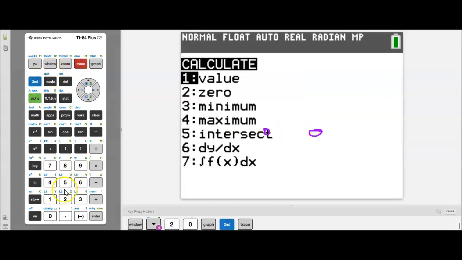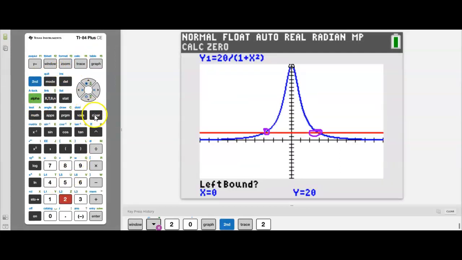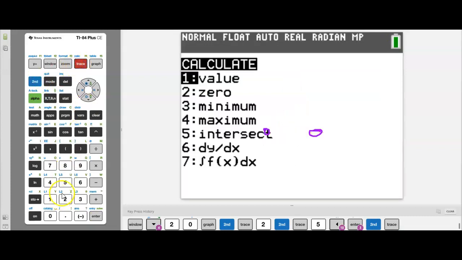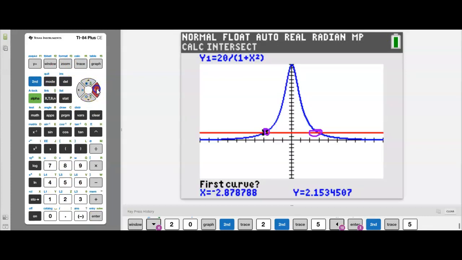Second Calc 5. Oh, I think I pushed the wrong button. Let me try again. Second Calc 5. And we want to scroll to the intersection point and push enter 3 times. And it's -3. That's easy enough to remember, so I don't need to store it or write it down. The other one's probably +3 because this thing looks symmetrical, but just to be safe, I'll do it anyway. So I'll scroll over to the other place where they cross.